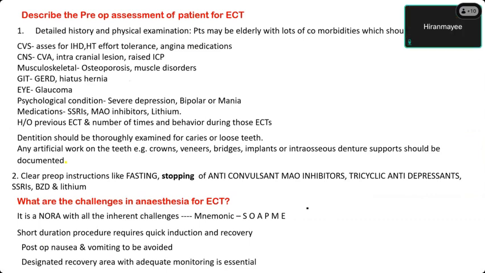Suction. Oxygen. A is airway equipment. Pharmacy, medications. So S is suction, O is oxygen, A is airway equipment, P is pharmacy, M is monitors, and E is emergency things, drugs, all these things, okay?